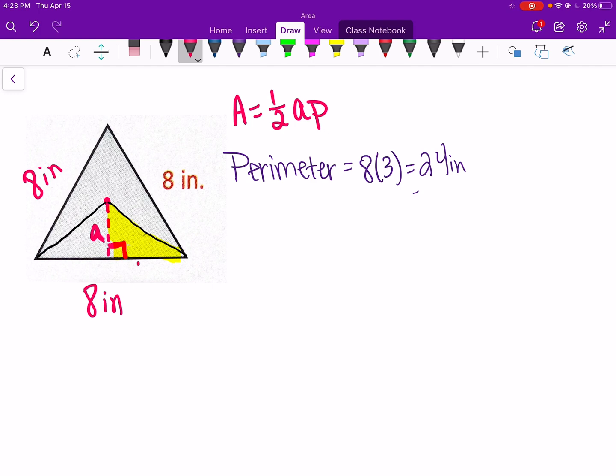So I know this side length of my triangle is 4 inches. If the whole length is 8, then the length of this segment has to be 4 because it's half of 8. But I'm still missing a piece of this triangle. With the information we have now, we are not able to solve for A, so we either need another side length or another angle to our highlighted triangle. What we can use is the central angle.